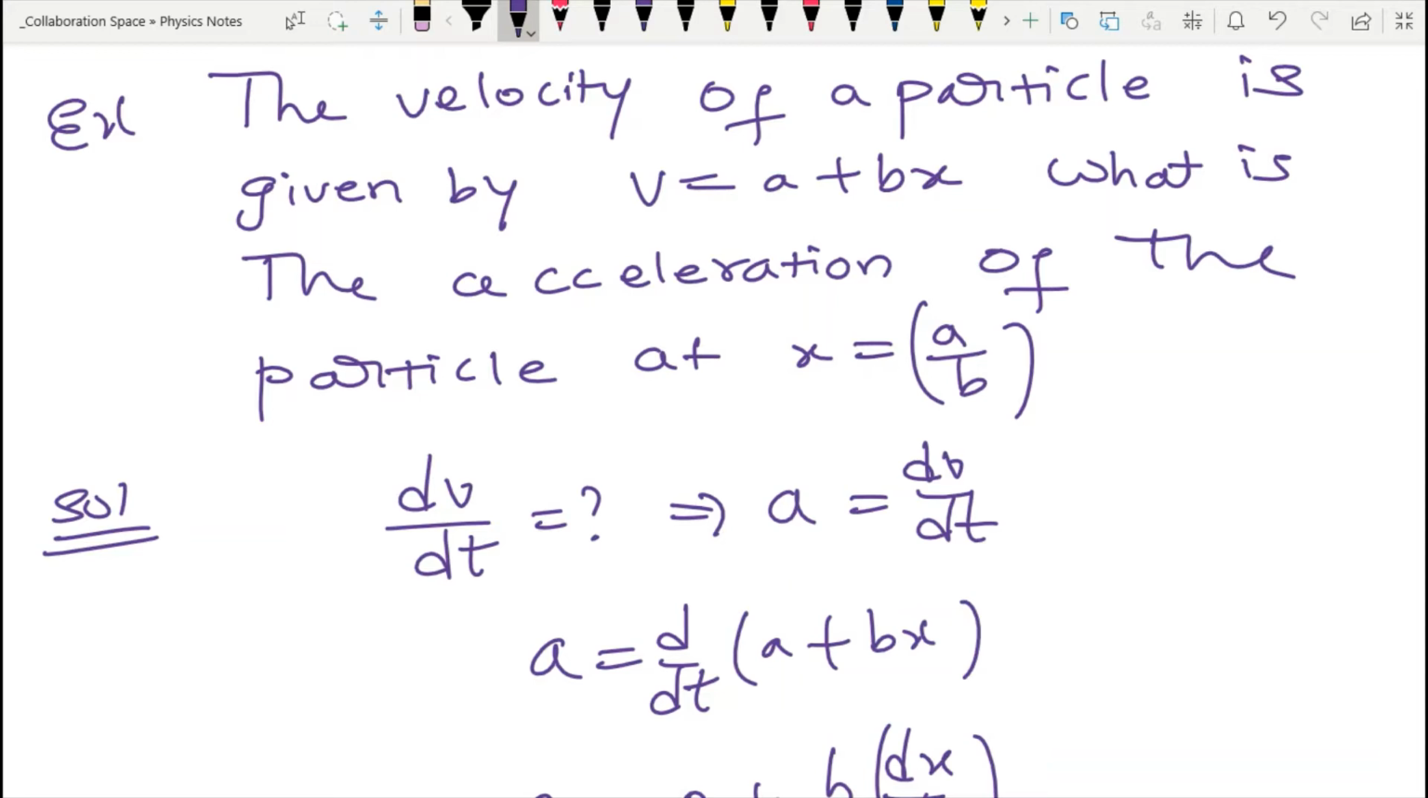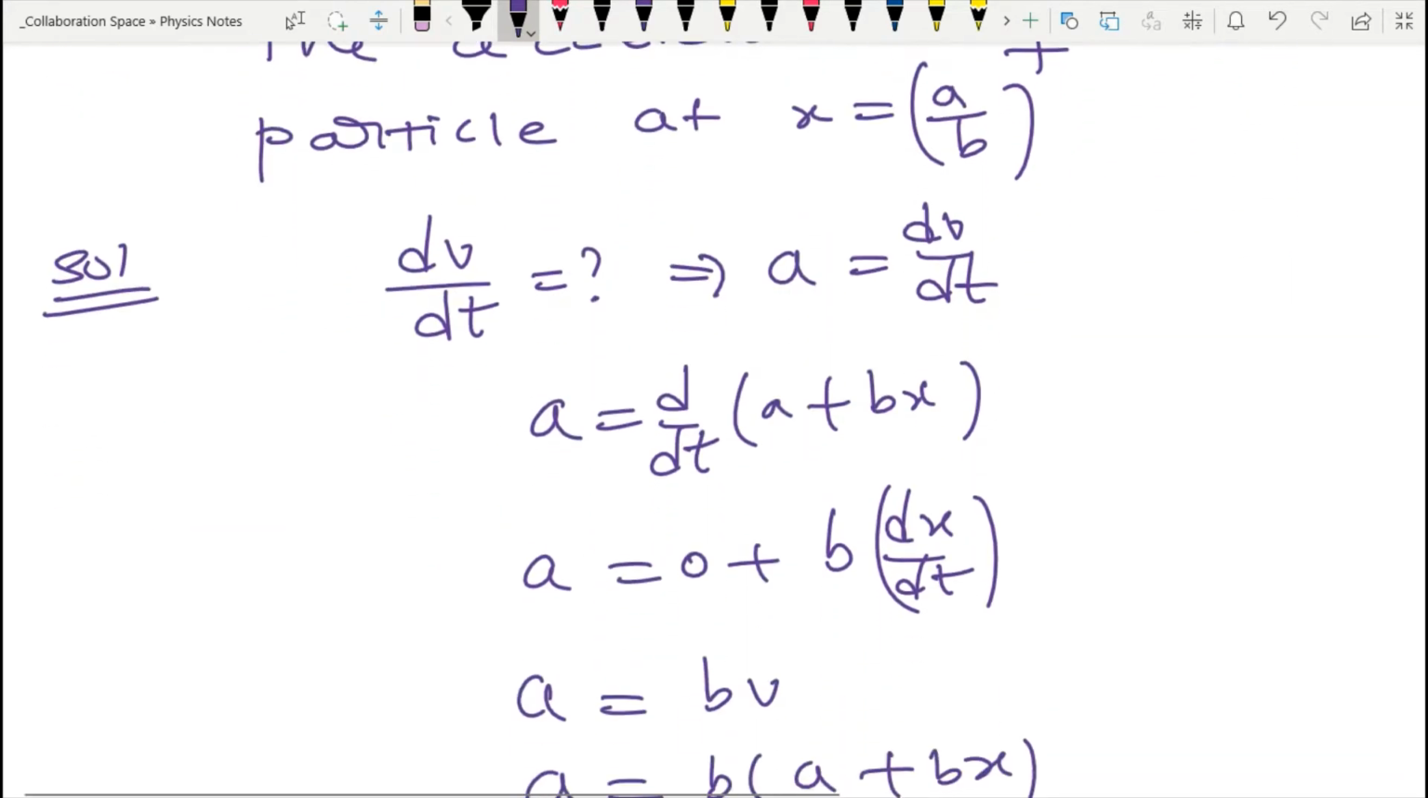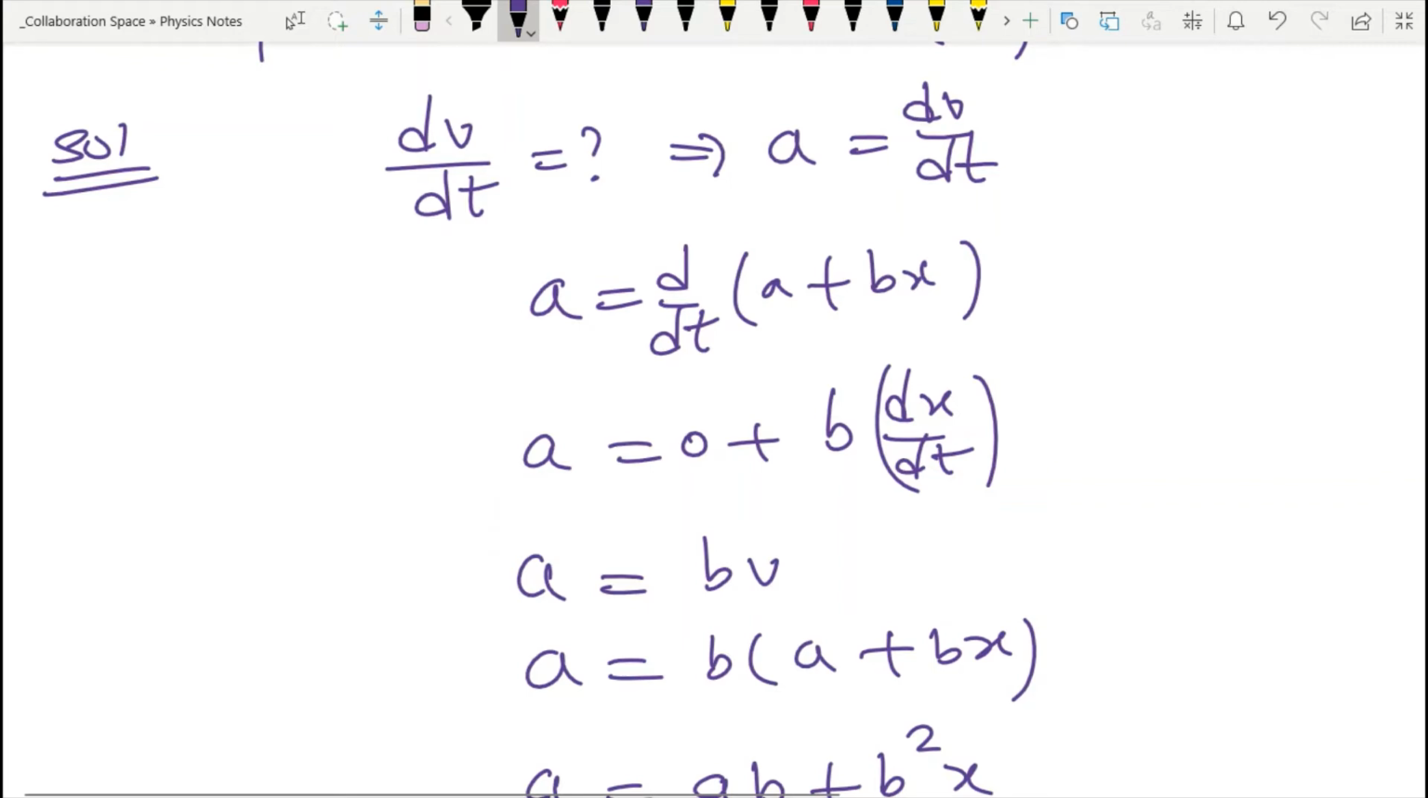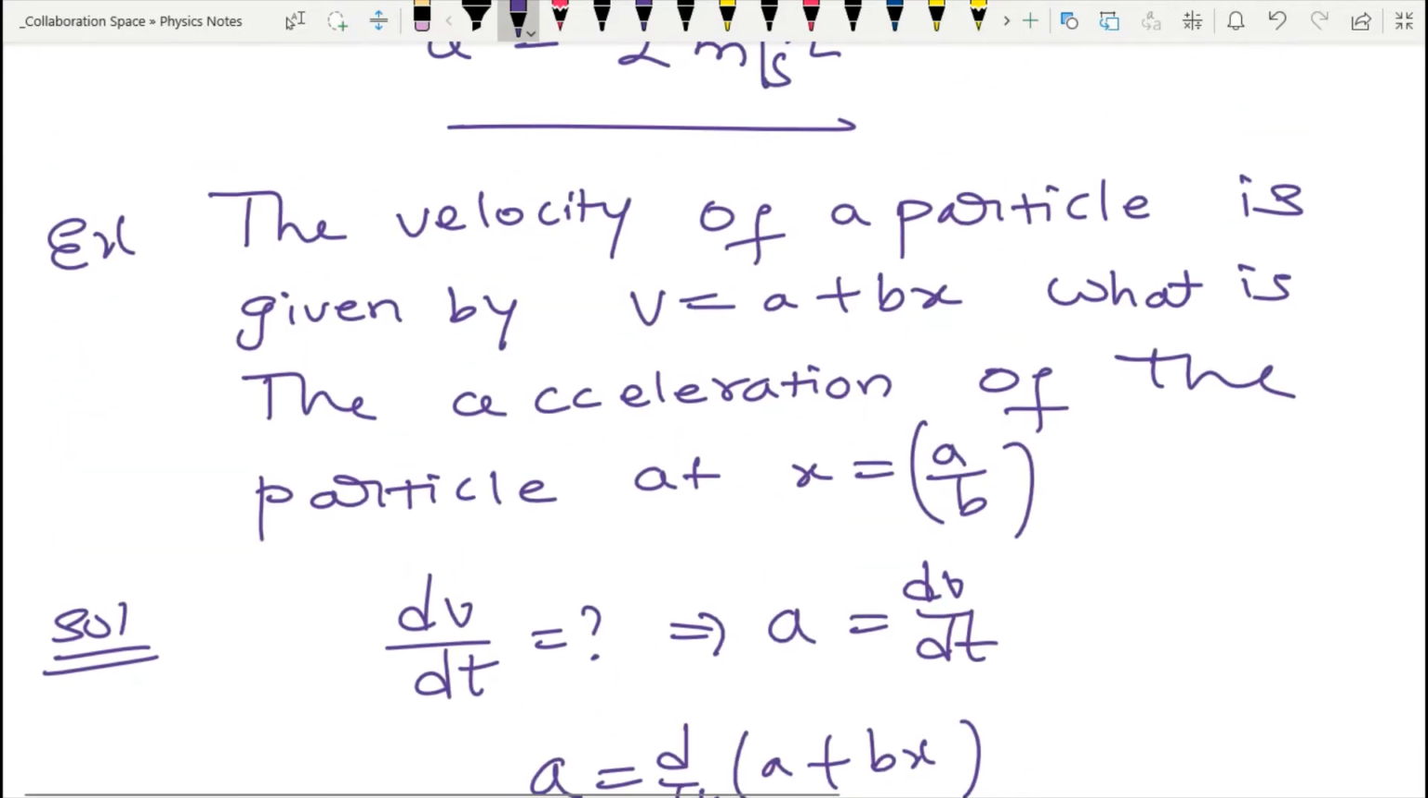Here we are required to find out the acceleration. So I am applying the differentiation on both sides. When I apply the differentiation on both sides, dv by dt is nothing but acceleration, so I am getting acceleration on the LHS. On the RHS, I am applying the differentiation, and dx by dt is again velocity. So I wrote v here, but already I know the velocity as a plus bx.